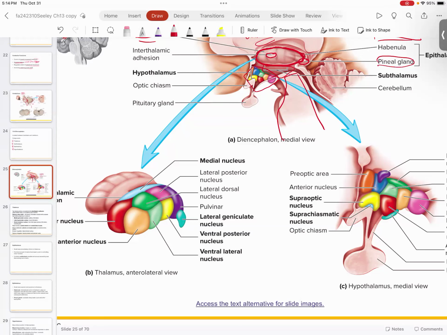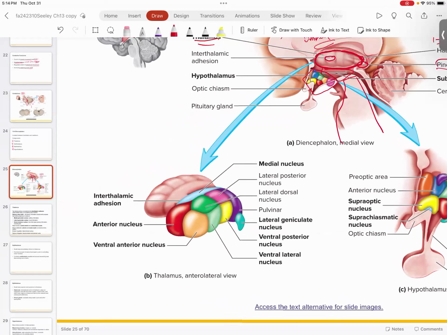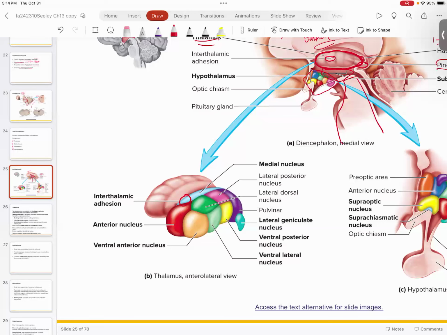So they color coded it here. This is the anterolateral view of the thalamus, so you can see it's not just a sagittal view. You can see basically it's 2 halves, and the interthalamic adhesion kind of connects the 2 halves together. It's almost like an isthmus, like a little bridge area that will connect these 2 halves of the thalamus together.